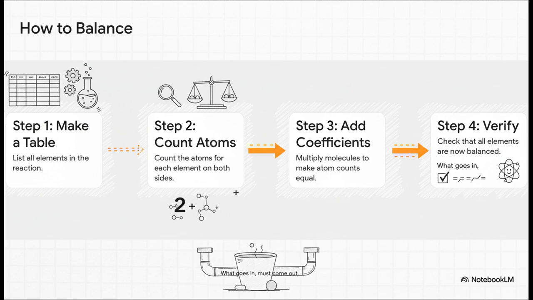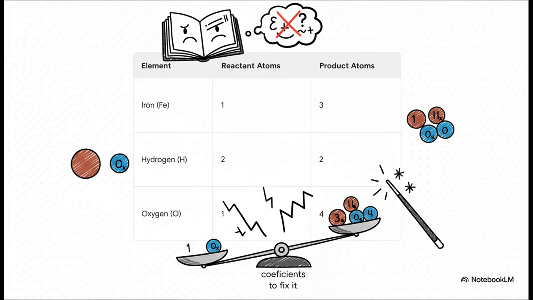What goes in must come out. And this slide? It's a perfect snapshot of what an unbalanced equation looks like. Just look at it. The books don't balance at all. For iron, you start with one atom, but somehow end up with three. And for oxygen, you start with one and magically get four. As it's written right here, this reaction is literally breaking a law of the universe.